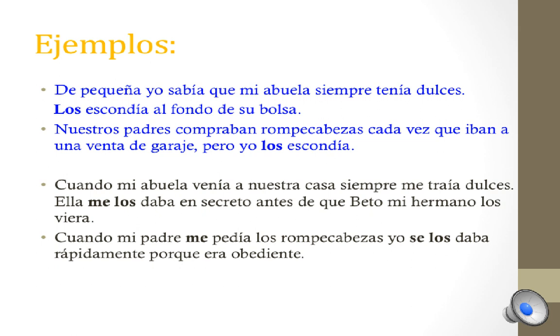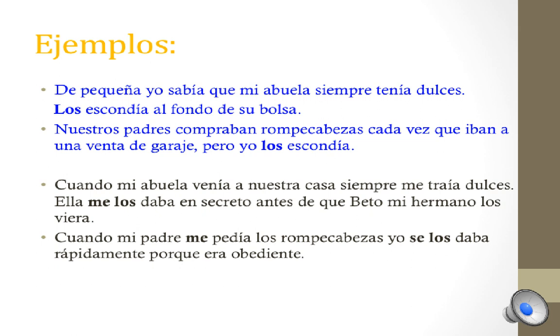Another example is, nuestros padres compraban rompecabezas cada vez que iban a una venta de garaje, pero yo los escondía. The direct object, what our parents used to buy, were puzzles, and each time they went to a garage sale, they bought some. But I hid them. Los would replace rompecabezas. Note how in both sentences you must mention your direct object first. Los escondía, los dulces. I cannot write a sentence just expressing grandma hid them without clarifying or stating what them is.